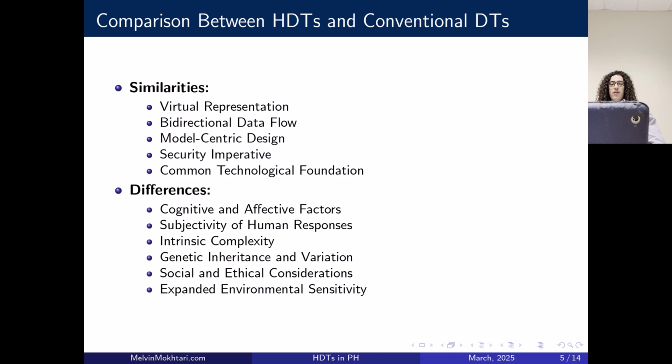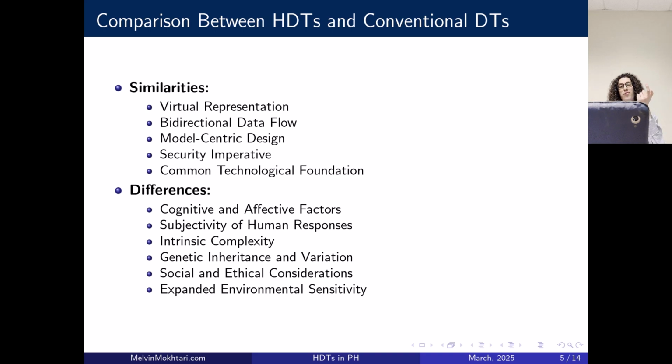The model-centric design is about the fact that they both use computational models to simulate behavior. And both of them require some security measures and protections because they contain sensitive data. Both of them also rely on similar technologies like cloud computing, sensors, and data analysis. But what is different here is the nature of human. It's about human beings. Well, the first one is here.